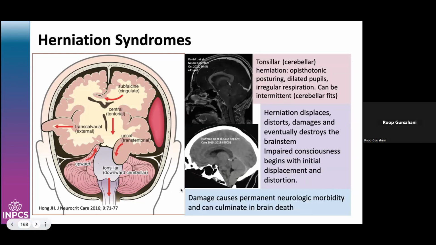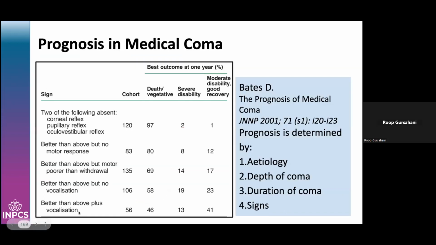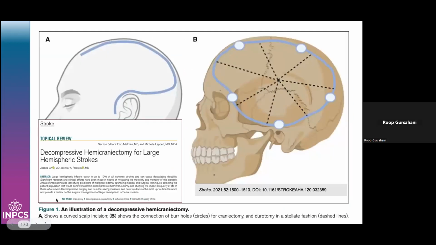And herniation, remember, it displaces, distorts, damages, and eventually destroys the brainstem. As soon as the brainstem starts to get compressed, consciousness is lost. And if this state persists for longer than a few hours, we believe that it causes permanent neurologic morbidity. And if you leave it, then it eventually becomes brain death. I think I've shown you this slide during the last lecture, so we'll skip it.